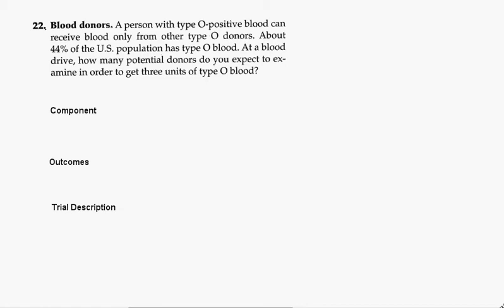This is problem 22 of chapter 11. It's another simulation example. We have a person with type O blood who can receive blood only from other type O donors. Okay, so that's kind of critical. About 44% of the U.S. population has type O blood. At a blood drive, how many potential donors do you expect to examine in order to get 3 units of type O blood?